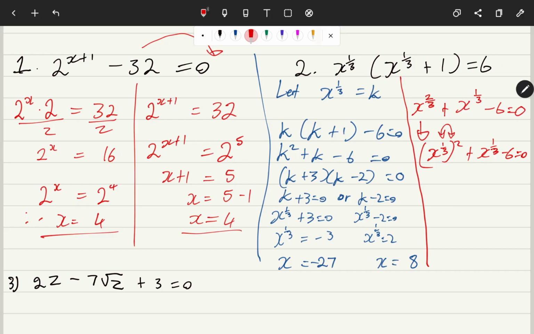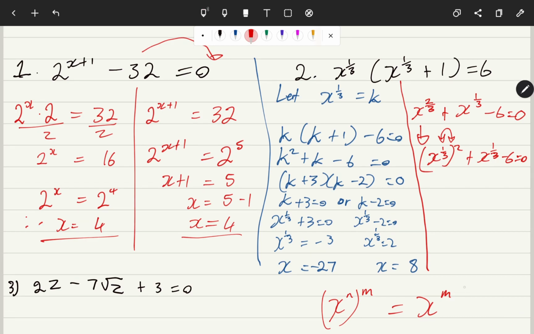But remember, there is that law that says when you raise a power to a power, you multiply the exponents. Basically, if I have x to the power of n and everything to the power of m, the answer is just x to the power of nm, right? Which is basically what I'm doing right there. I have 1 over 3 right here, and right here I have 2, so my answer is going to be x to the power of 1 over 3 multiplied by 2, which is x to the power of 2 over 3, right? So I didn't change anything.